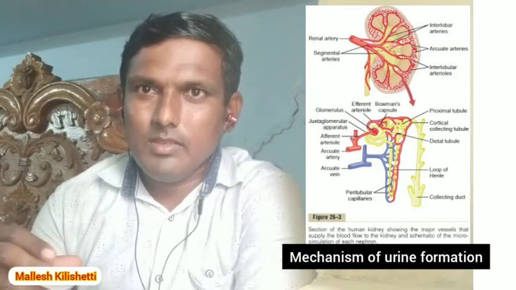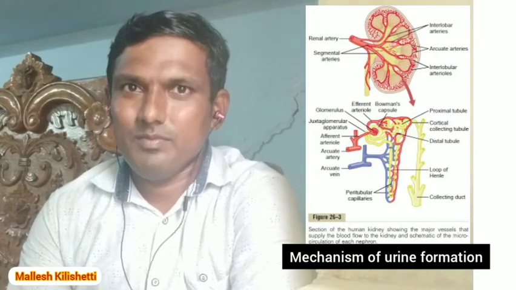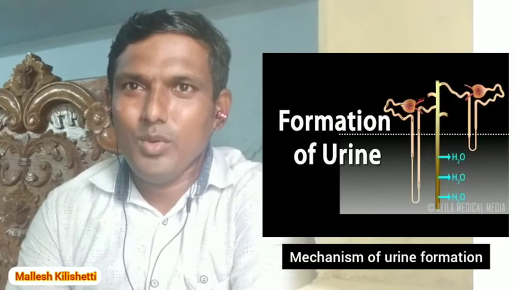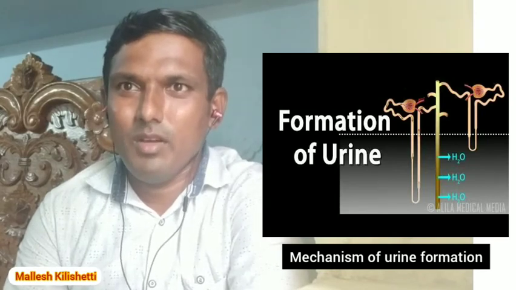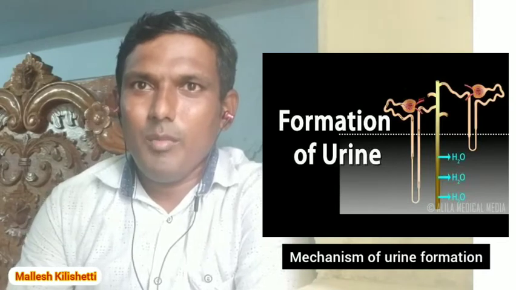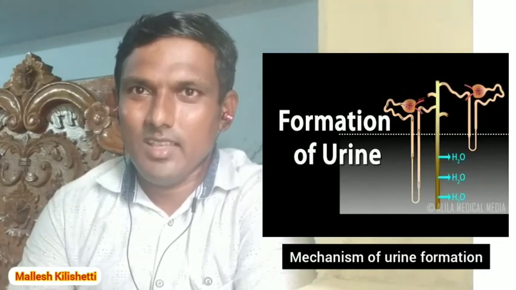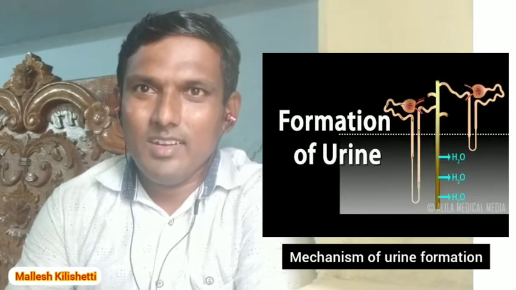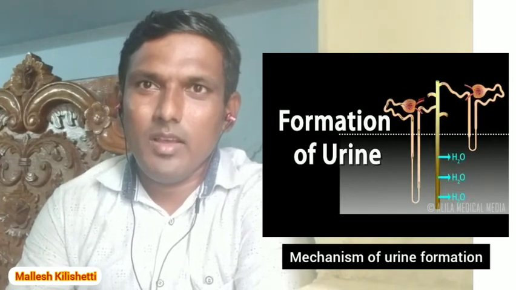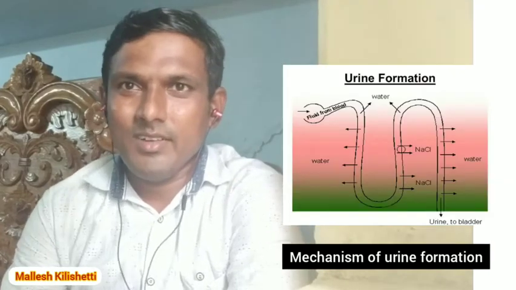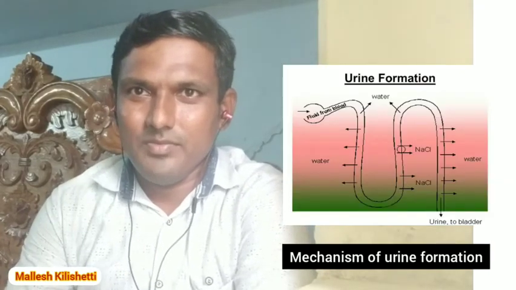So how is this urine in the pelvis formed? Let us now discuss the mechanism of urine formation. The mechanism of urine formation contains four stages: glomerular filtration, tubular reabsorption, tubular secretion, and concentration of urine.